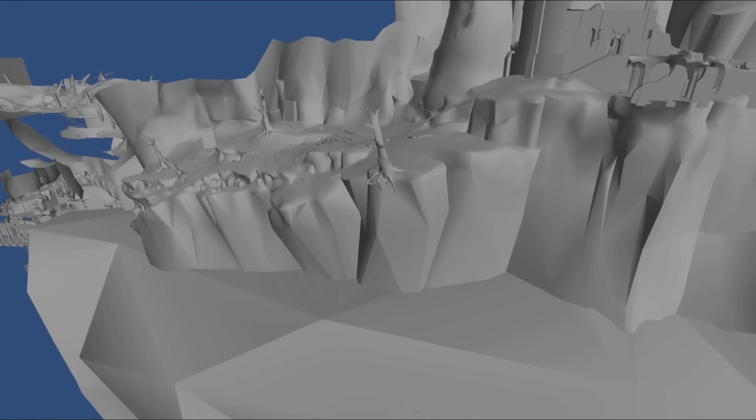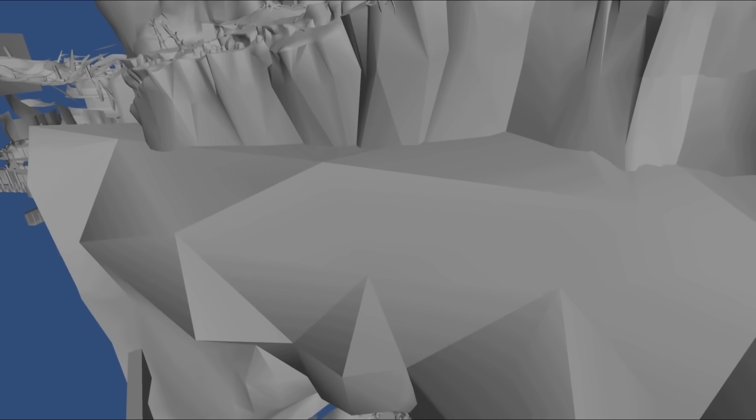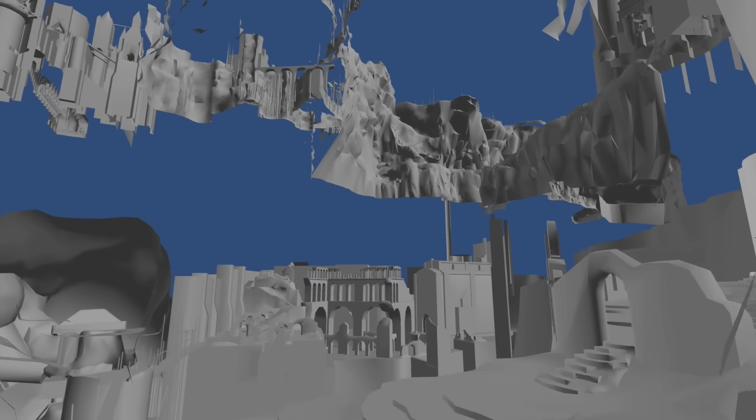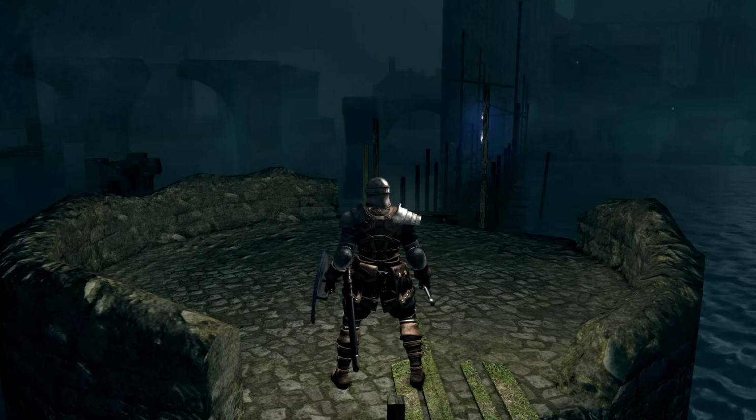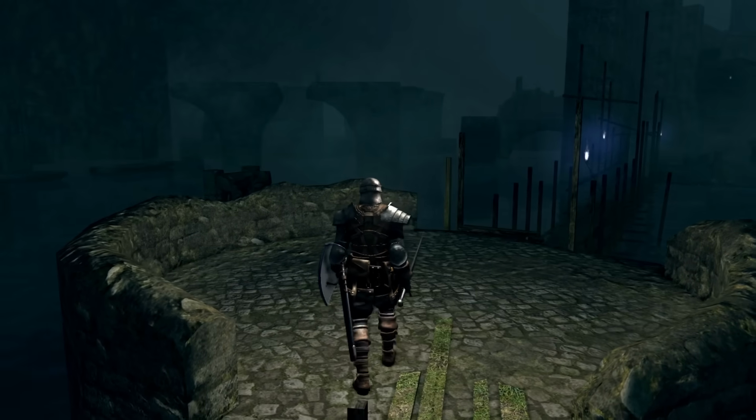To give some context to the placement of New Londo Ruins, remember how I showed how the entrance to Quelaag's domain is essentially underneath the Firelink graveyard? If you were to pass somewhere through the earth in between, you would wind up in New Londo Ruins. It's also snuggled up a little unrealistically close to the Tomb of the Giants.